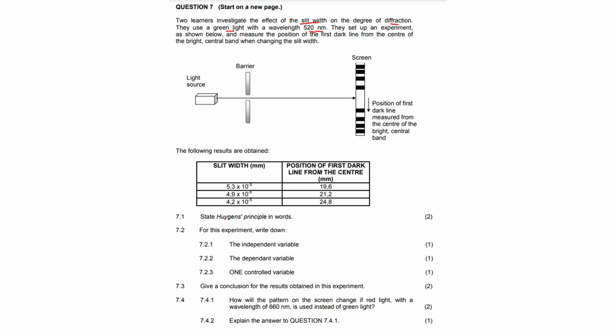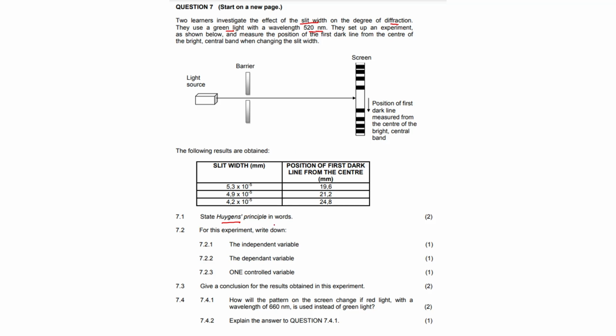7.1. State Huygens' principle in words. So every point of a wave front serves as a point source of spherical secondary waves. The positions of the new wave front will be that of the surface tangent to the secondary waves.